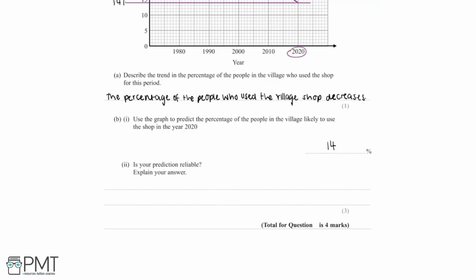Now in the second part of part B, we're asked if our prediction is reliable. And the answer is that no, our prediction is not reliable, because 2020 is beyond the time period covered in the given data. We were given data from 1980 to 2010. Since 2020 does not fall within this range, our extrapolation is not actually reliable, and so we can write this down in our answer box below.